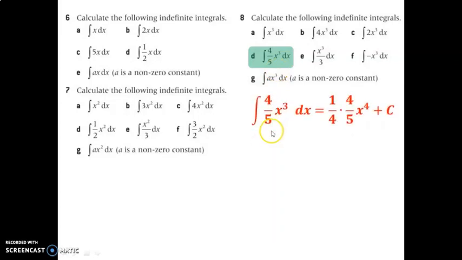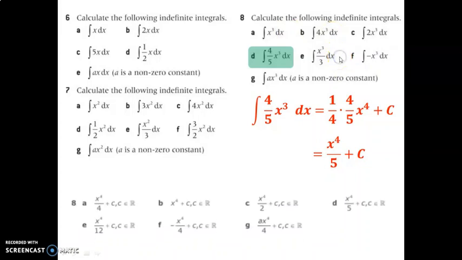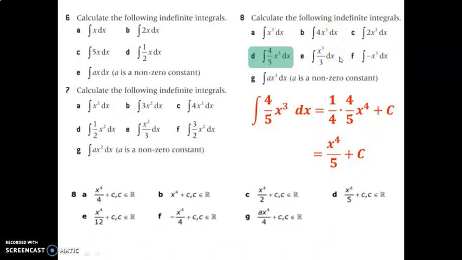Same approach. We have 4/5 x cubed. I'm going to raise the power by 1 to make it x to the 4th. Therefore, I have to multiply by 1 over 4, which I'm doing here. Now, when you combine these fractions through multiplication, the 4's cancel, and you're left with just 1/5, which means x to the 4th power over 5 plus c. Okay, pause and try the remaining problems in 8. Again, after you do a few, you'll quickly see the pattern, and you should move very quickly. And check your work for those.